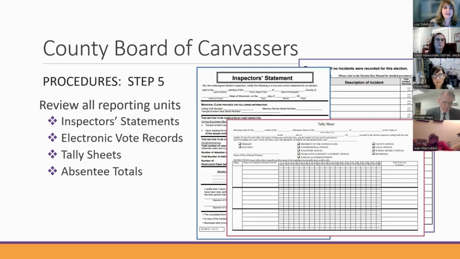We're looking at, like I said, tally sheets. We're looking at the absentee totals. We're looking at the total votes. We're double checking all of that work that they did at the municipal level. We're basically doing it all again.